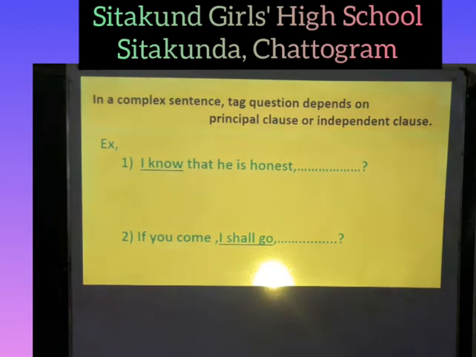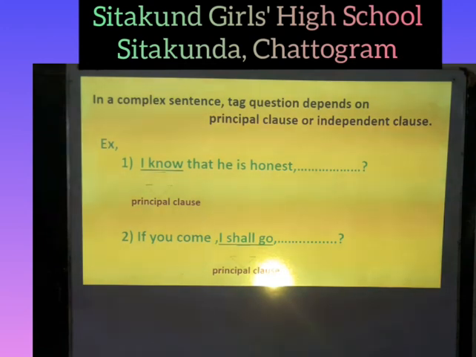In the first example, you are looking that he is honest. Actually, that he is honest, that is a subordinator. So that he is honest is a subordinate clause. That means I know is a principal clause. And if you come is subordinate clause, because if you come, the clause has been started with if. So if is a subordinator, so if you come is subordinate clause, and I shall go is a principal clause actually. So in a tag question you have to depend on principal clause to make a tag question.